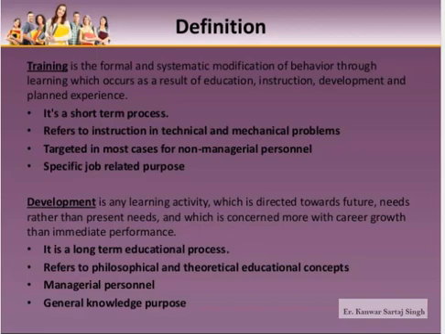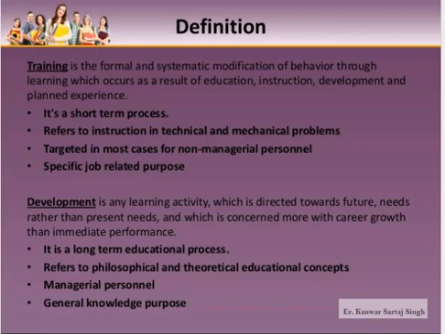First of all, we will start with the definition part of training. It is the formal and systematic modification of behavior through learning, which occurs as a result of education, instruction, development, and planned experience. Training is a short term process.